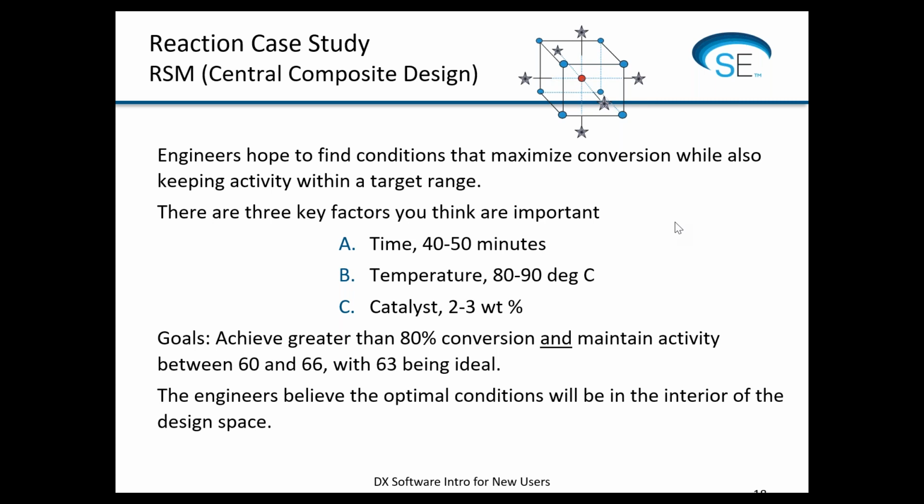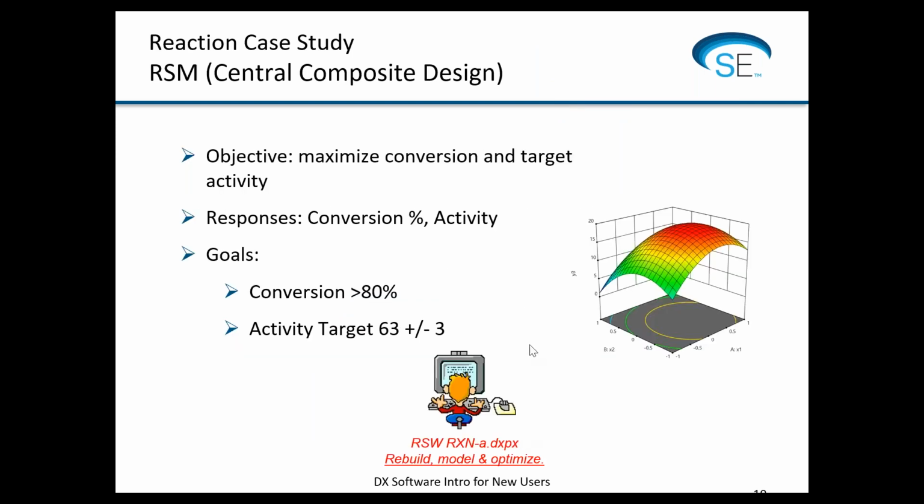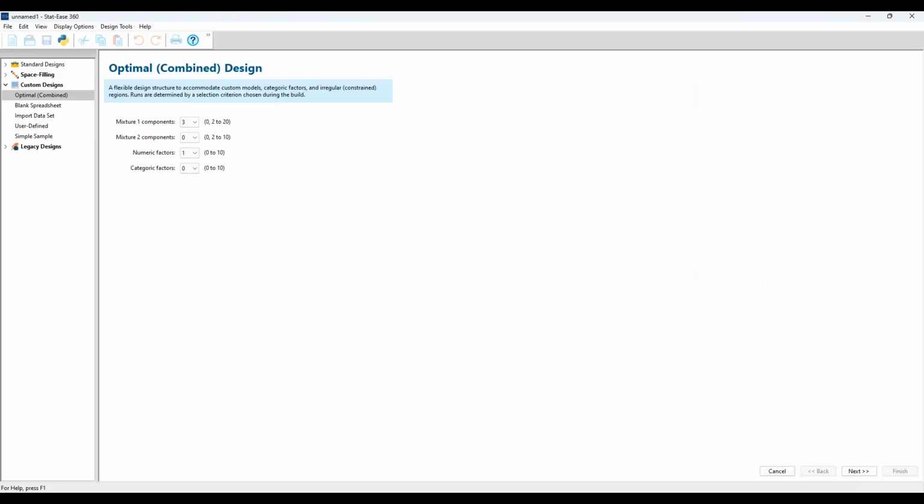Okay, so let's jump into this. We want to find the conditions that maximize the conversion, but we also have a second property called activity that we want to maintain within a target range. In here we have 3 factors, all of them numeric: time, temperature, and catalyst. Our goal is to achieve greater than 80% conversion, and we want to hit a target value for the activity of 63, but it needs to be at least 60 and no higher than 66. So let's see what we do. Here again is a restatement of the goals. Let's jump into the software and see if we can figure this out.